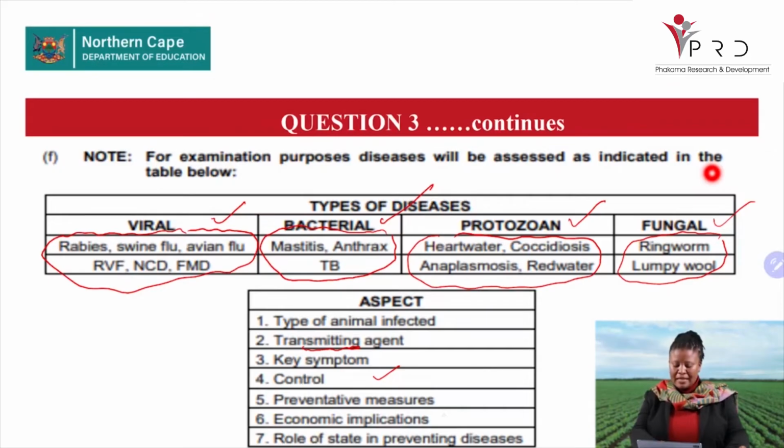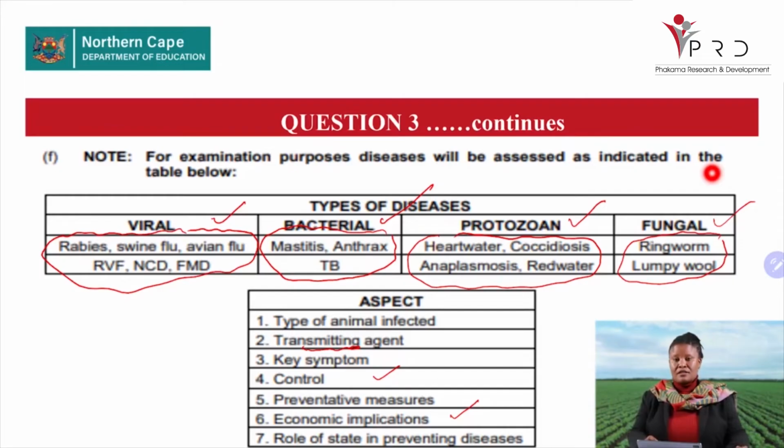exam. And economical implication, and other books will talk of financial implications. What financial or economical implications they cause to the farmer. Remember, you have to buy medicine, you have to vaccinate your animals. There's a lot of money spent, on economic implications, if I can say so.